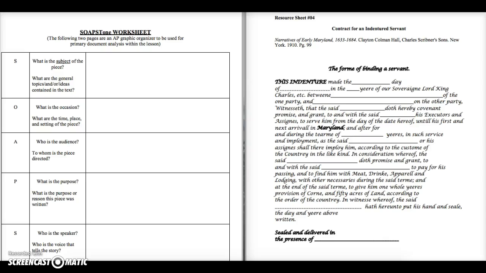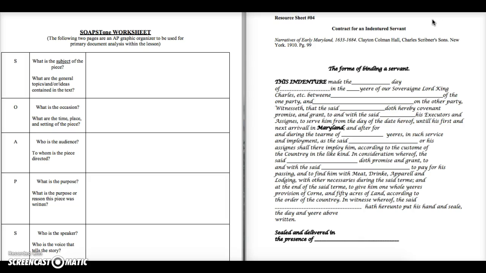Hi, this is a screencast recording of how to use our SOAPSTone worksheet in 8th grade social studies. What I have on the screen in front of you is the SOAPSTone worksheet that we've been using for all of our primary source documents, and resource sheet number 4, the contract for an indentured servant, from our American history packet.